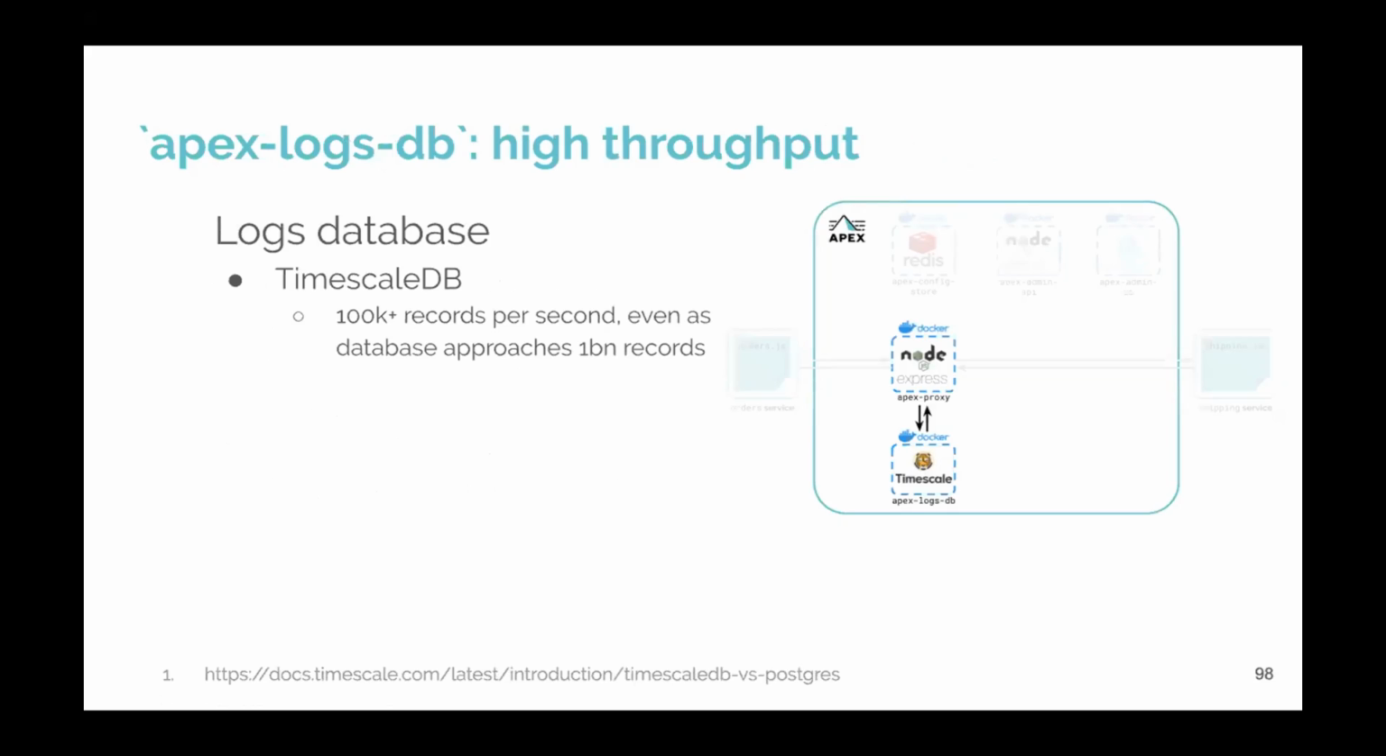For the logs database, high throughput was very important. We did not want the logging of each request and response to become a bottleneck. So we chose a solution that has a high ingestion rate. TimescaleDB can insert over 100,000 records per second, even if the database already has 1 billion or more records in it.